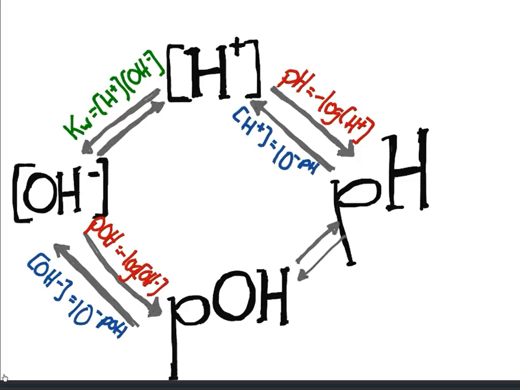Finally, the last equation that you can use is that pH plus pOH, the sum of those two numbers, should equal 14 for a given solution. So in summary, once you know one of these values, any of the four, you can calculate the other three using this set of equations.